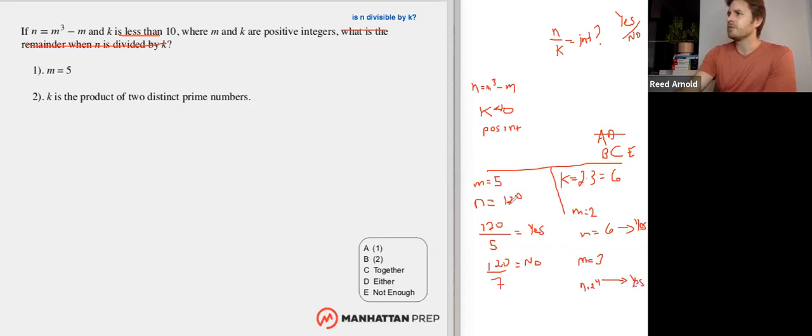And actually, if m is 5, I already know n would be 120, and that's also divisible by 6. And it's test day and I'm lazy. I'm going to say statement 2 is sufficient and move on. That's it.